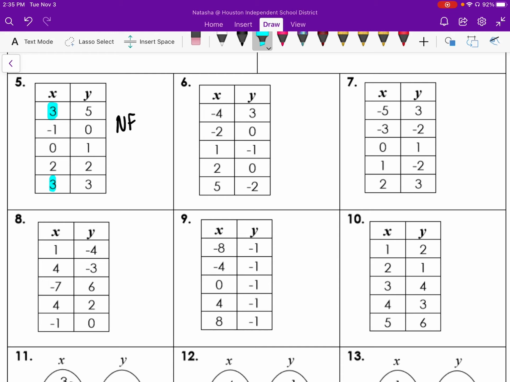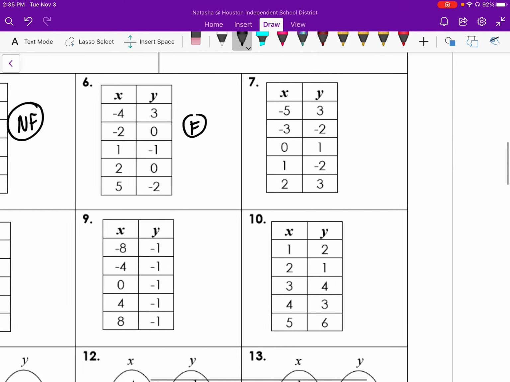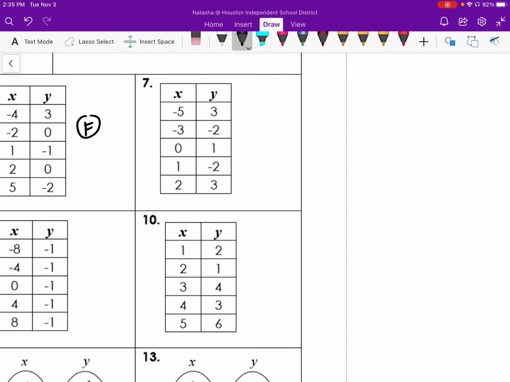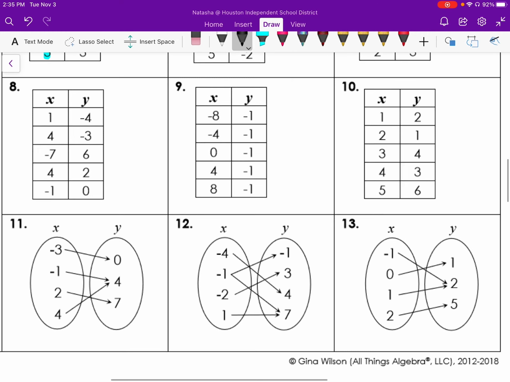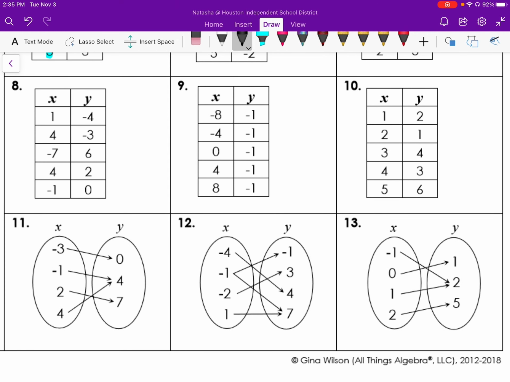If I look at number 6, I've got -4, -2, 1, 2, 3, 4, 5. No x value repeats, so this would be a function. Number 7, again, no x value repeats, so that is a function. Now look at number 9. Even though we have negative and positive, the negatives are opposite of the positive, so that is not the same value. Don't get confused and think, oh, it matches, because I have 4 and 4 here, but it's -4 versus 4. So this is a function.